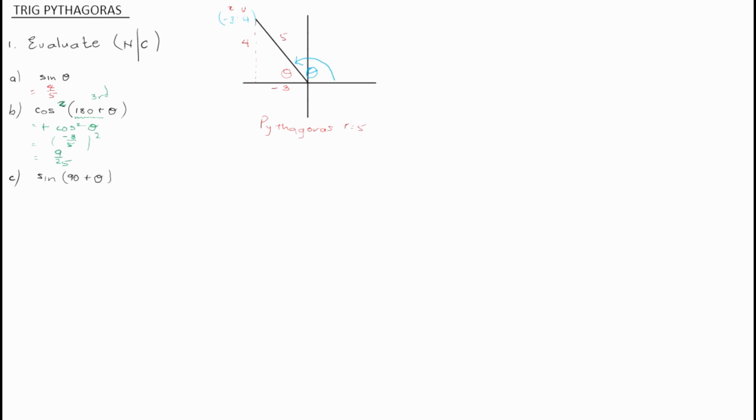Right, sine of 90 plus theta is a cofunction, and it is in the second quadrant where sine is positive and then changes to cos theta, and then cos of theta is -3 on 5.